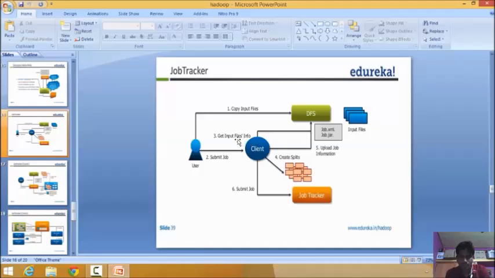After that, whatever input files are present in HDFS, the client gets the information about those files. After that, it divides the whole data into certain splits. What are splits? I've already said that the data is stored in the form of blocks of 64 MB. That is the physical division. Here, splits are the logical division.